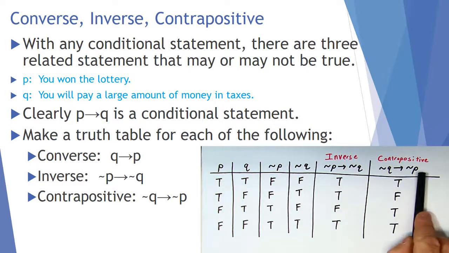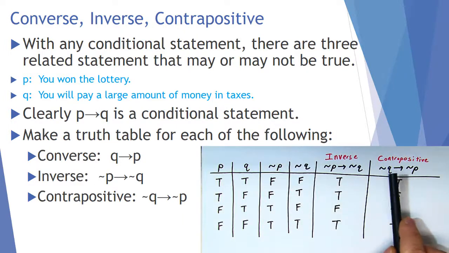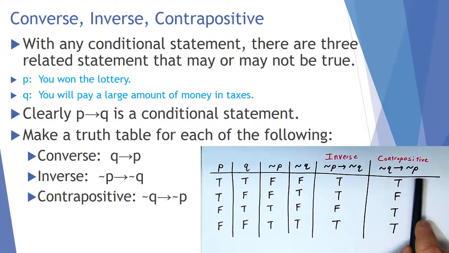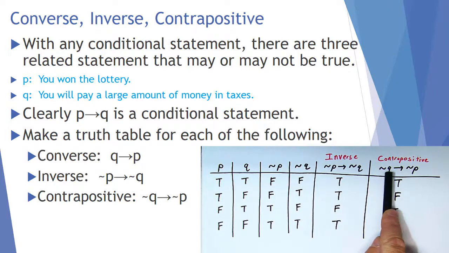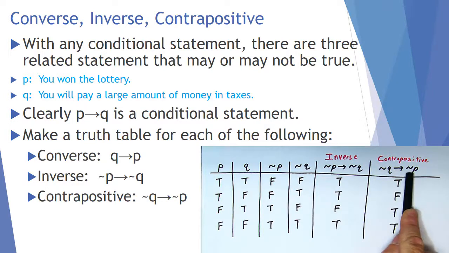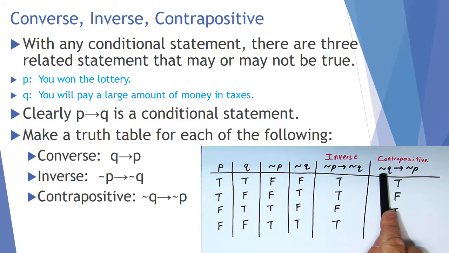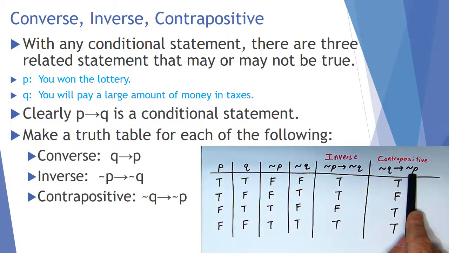Now, what is the contrapositive actually saying? Again, P means we won the lottery. Q means you're going to pay a lot in taxes. So what this is saying is, if you don't pay a lot in taxes, does that mean you didn't win the lottery? Yeah, actually, that's true, right? That means the same thing. It means that if you aren't paying much for taxes, you must not have won the lottery.